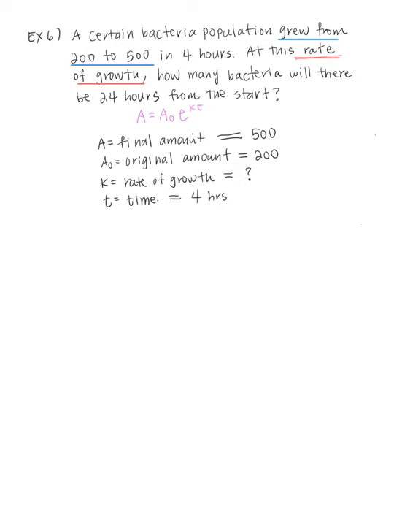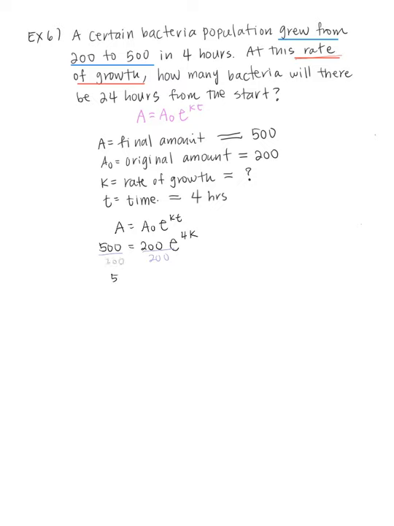So let's plug all the values in. Let me rewrite the formula for this. We have A equals a sub 0 e to the kt. All right, so A is the final amount, which is 500. a sub 0 is the original amount, which is 200. And then here you're going to have e to the kt. Well, k is what we're looking for, and t is 4. So here you're going to have 4 times the k. Now I'm going to divide both sides by 200.